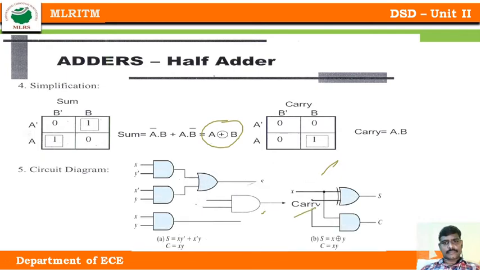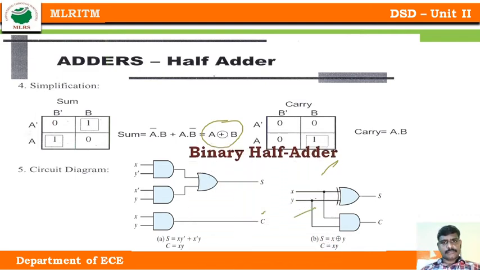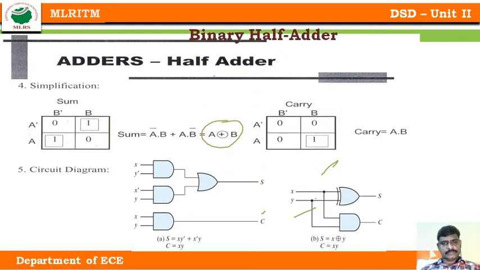So sum and carry. This is the output of the binary half adder. Similarly, if I want to design a binary full adder, what we need to understand is that a full adder has three inputs. Assume A, B, C are the inputs, but the outputs are the same, sum and carry.